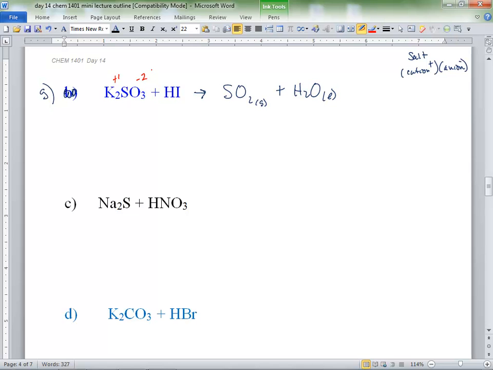Use the formulas. Right? I know sulfite's a -2 because I see the formula right there. And I can also look it up on the solubility rules.